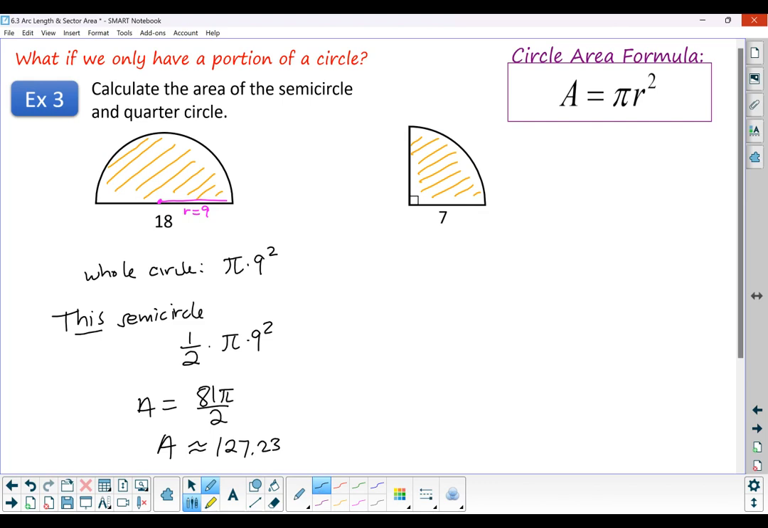For this quarter circle, that's 1/4 of a circle. So it's going to be 1/4 of pi times 7, the radius, squared. So if we get that exact value, that's going to be 49 pi over 4. And if we go into the decimals, that would be approximately 38.48. A lot of times when we're doing area, we'll go into the decimal.